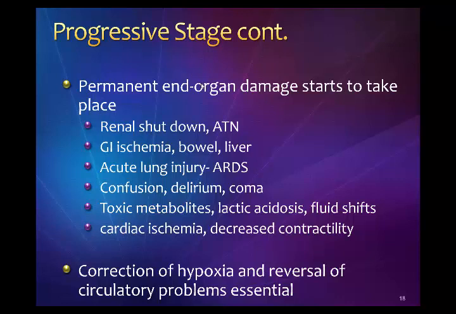So during this time of progressive shock, we really want to protect all organs, but the ones that we see start to fail most frequently, the kidneys. We can have GI ischemia, bowel and liver dysfunction or ischemia. We can see that ARDS that we talked about a couple classes ago, confusion, delirium, coma, so that's the reaction to the brain as a response to the progressive shock.